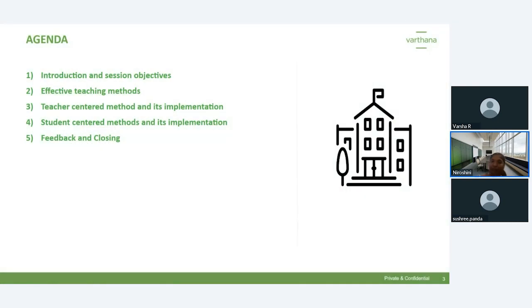For today, we will be looking at today's session objectives, then effective teaching methods, what those are. We'll be concentrating on the teacher-centered method and its implementation, and then we'll also look at student-centered methods and their implementation. Then, as I said, we will have a short feedback form in the end, and then we'll close the session.